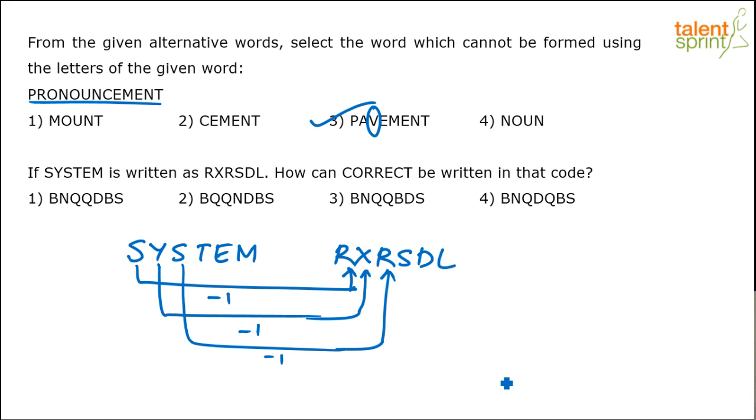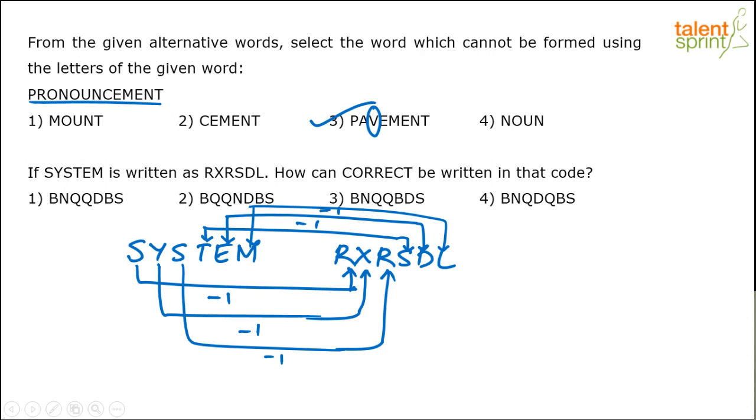Again, S to R, or T minus 1. T is 20, minus 1 will give you S. E minus 1, 5 minus 1, 4. So clearly the logic is minus 1 for every letter, right? You just take the letter preceding each of these letters. M minus 1 will give you L. M is 13, minus 1 will give you 12, which is L. So that's the logic. Apply the same thing for CORRECT.